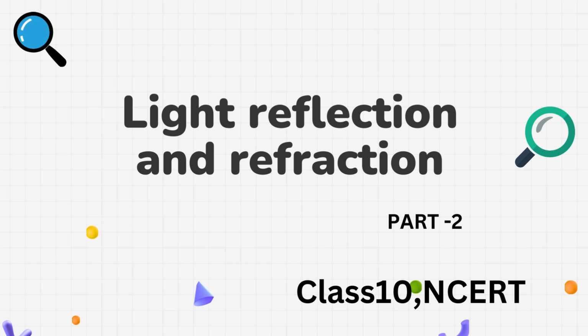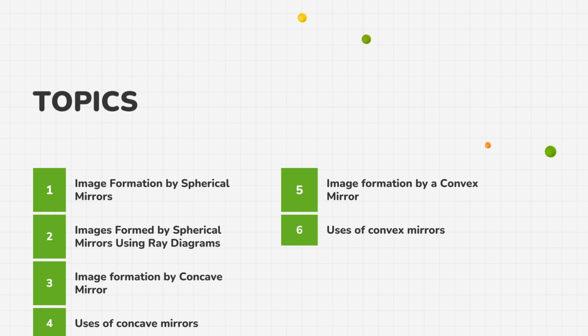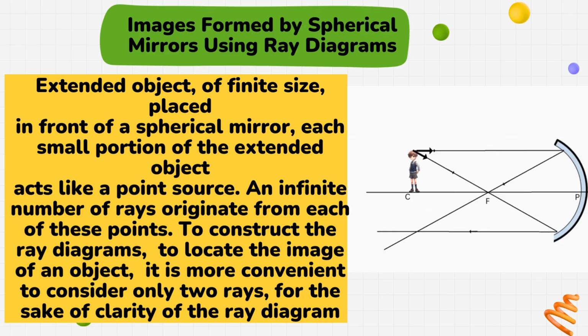Today we are discussing light reflection and refraction, part 2. We are discussing topics related to image formation by spherical mirrors, image formation using ray diagrams, image formation by two different kinds of mirrors, that is concave and convex mirrors, and the uses of these two types of mirrors. Our first topic is image formed by spherical mirrors using ray diagram.